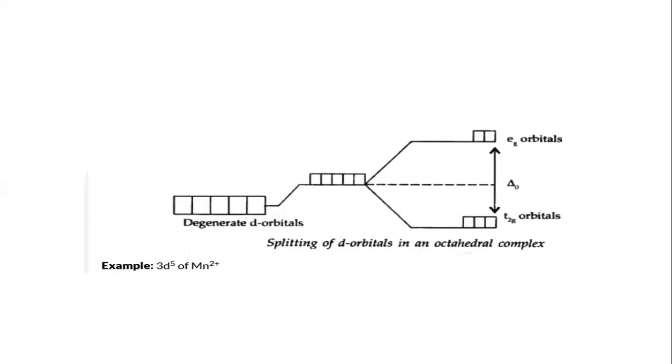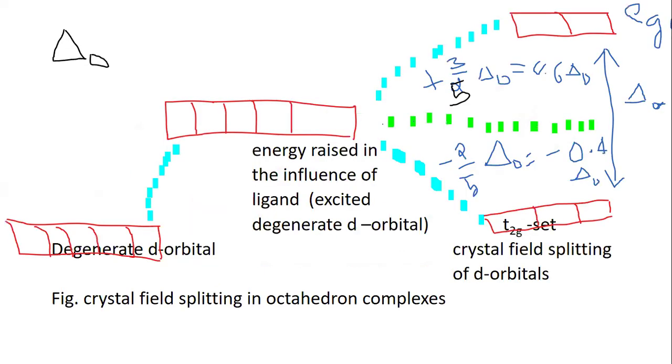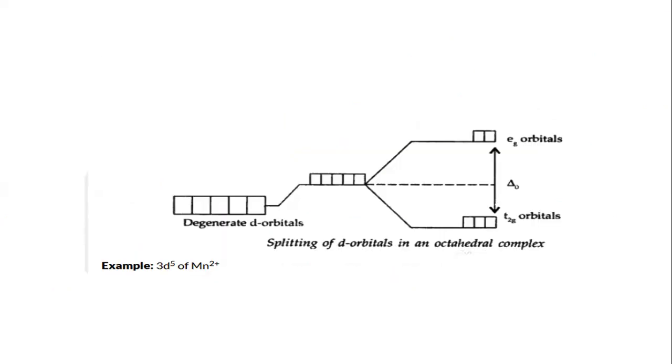Octahedral splitting of d orbitals in the octahedral complex: eg orbitals and t2g orbitals. The eg orbitals are destabilized by plus 0.6 and the t2g orbitals are stabilized by minus 0.4. So we have eg and t2g orbitals. We can write it also in this way. You have to remember only one, it is sufficient.